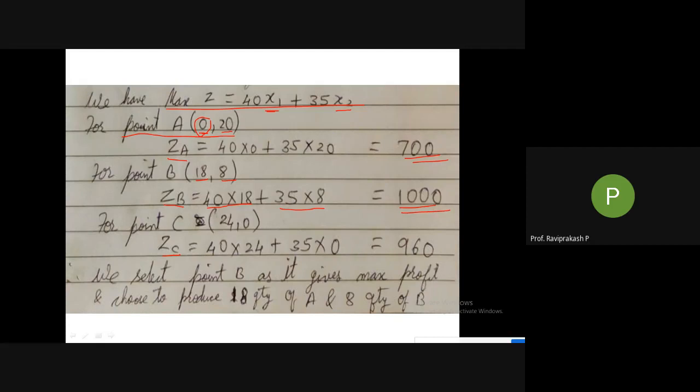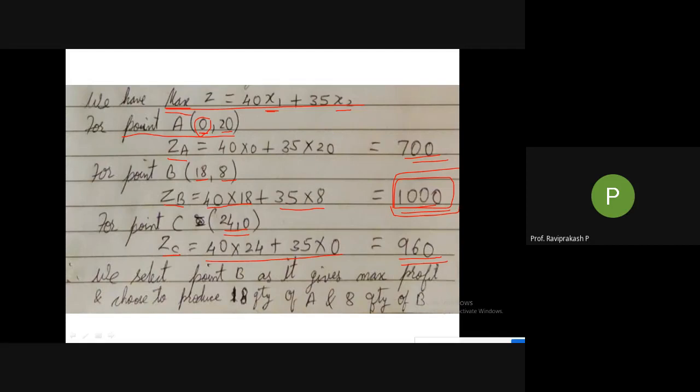Next for point C, it is 24, 0. In place of x1 it will be 24, and in place of x2 it is 0. So Z of C is equal to 40 into 24 plus 35 into 0. If you calculate using your calculator, it becomes 960. So what is my objective function? Maximization. Out of these three, I have to find the maximum one. Which is maximum? It is 1000. So this is the point which I have to consider. If I use this, I get maximum profit, and that is 1000. Compare 700, 960 and 1000. 1000 is greater.